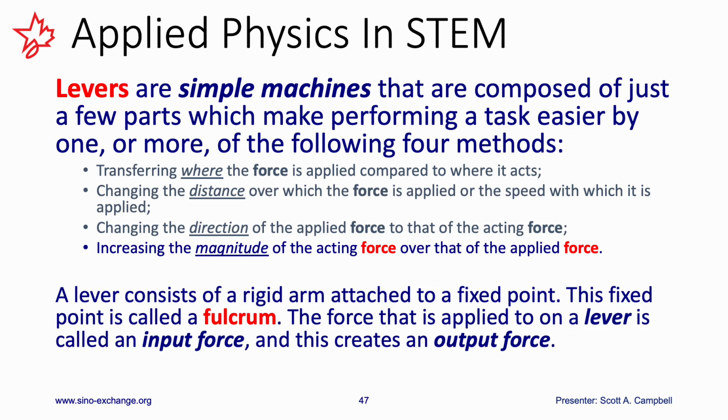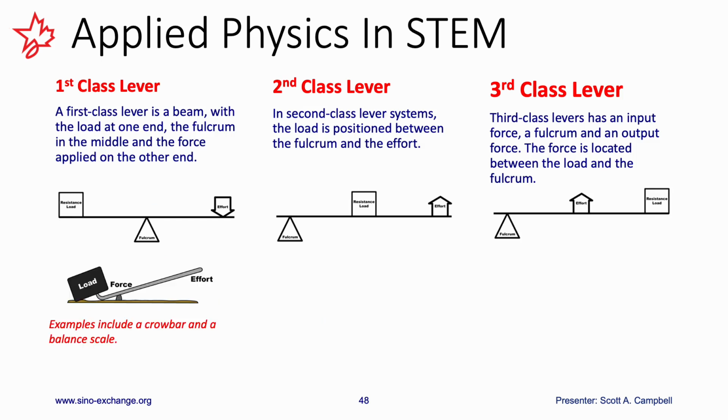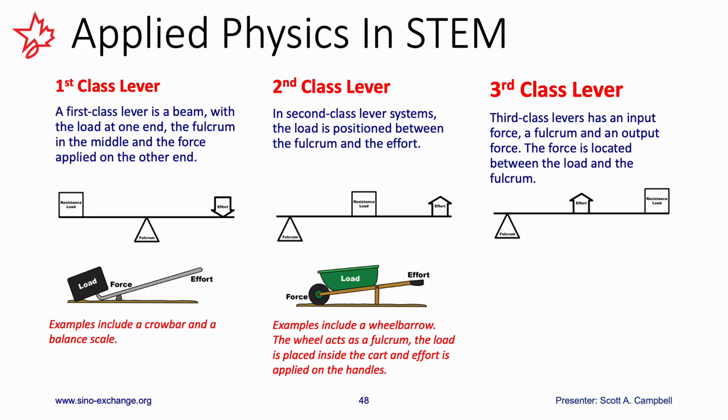Furthermore, the relationship between the fulcrum and the input force and output force are important concepts for students to understand. Now, there's 3 different classes of levers, and they each work in a different way. An example of a first-class lever would include a crowbar, whereas an example of a class 2 lever would include a wheelbarrow. And finally, a shovel is a great example of a third-class lever.